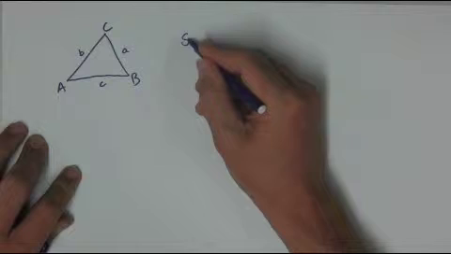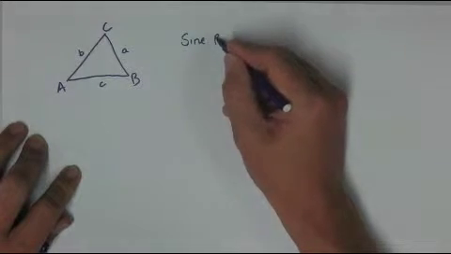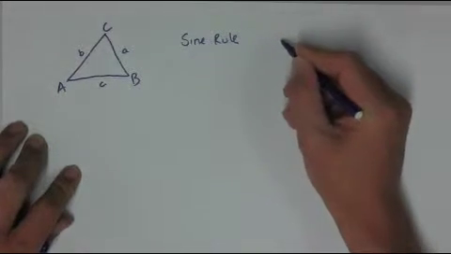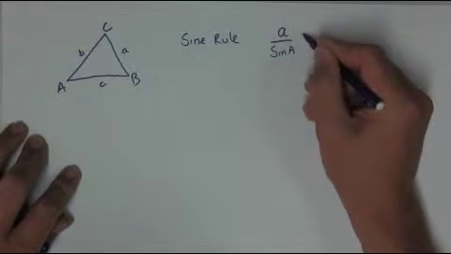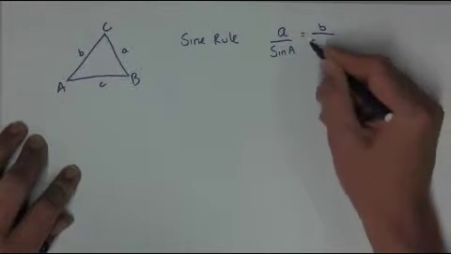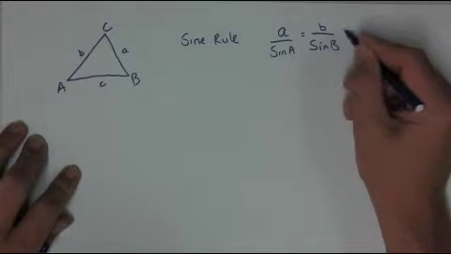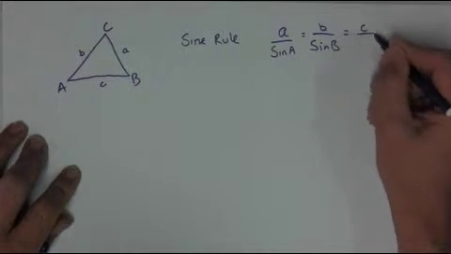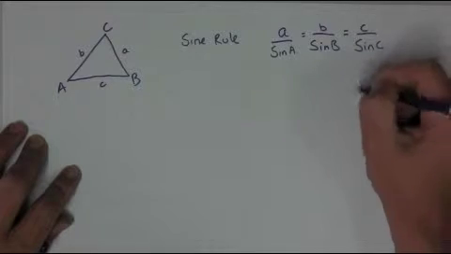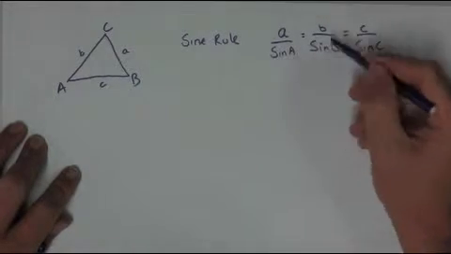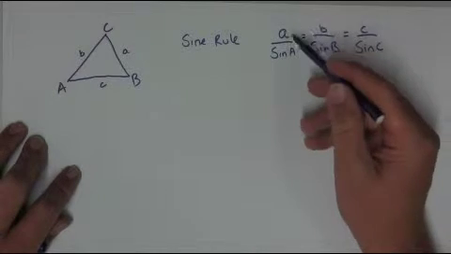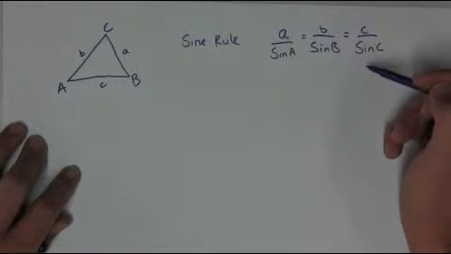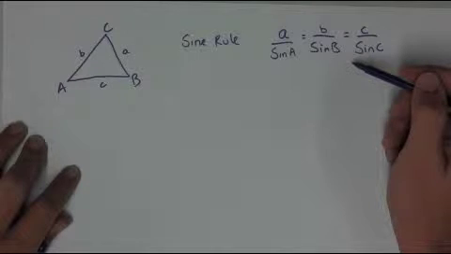And the sine rule says that a on sine A is equal to b on sine B, which is also equal to c on sine C. Now for the sine rule to work, you can use any combination of these three parts that you want. So you can have a on sine A is equal to c on sine C. You don't need to have all three.